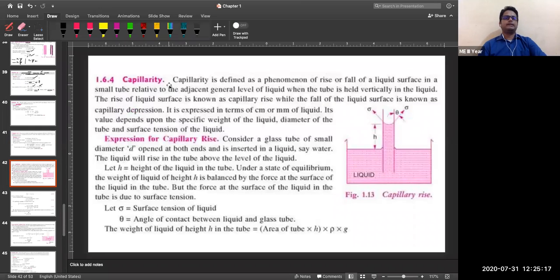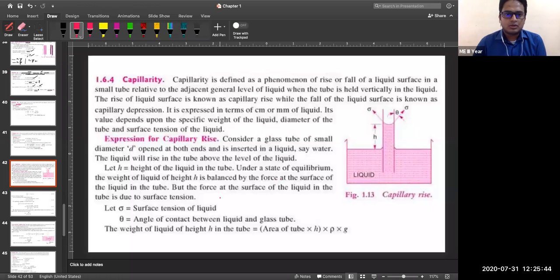Now, capillarity. What is capillarity? It is a very common thing that you will see in your laboratory experiments. Everywhere you will see the capillary tube. First try to understand what this capillarity is about. We will first understand the definition, then I will give you the mathematical expression for it.